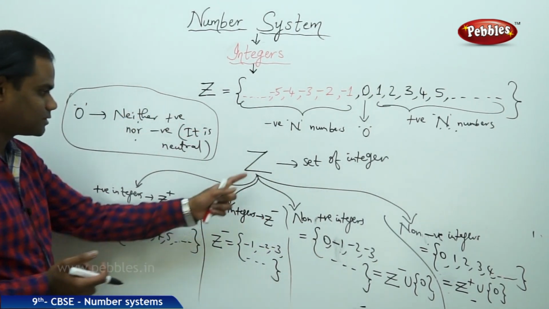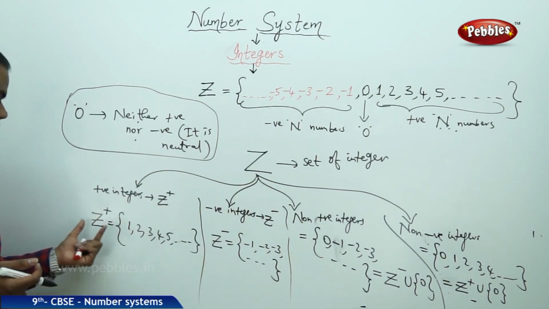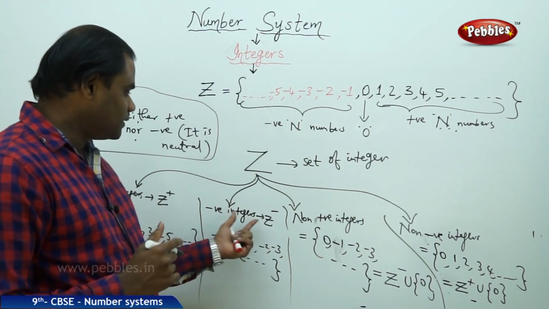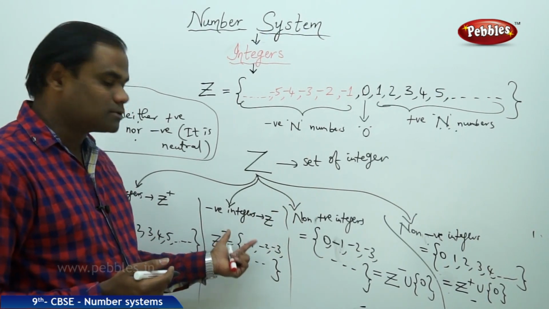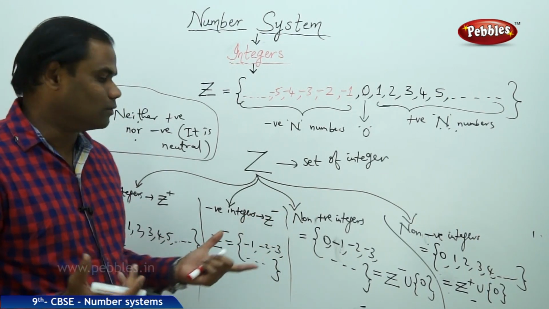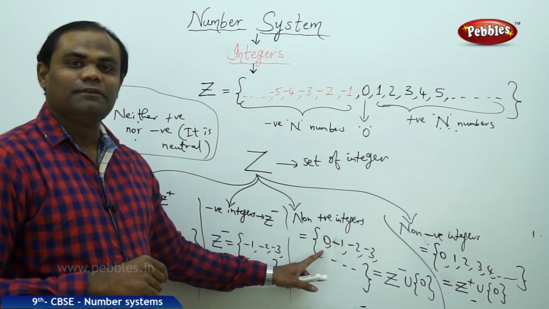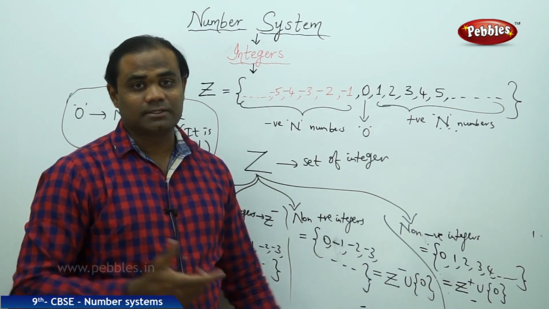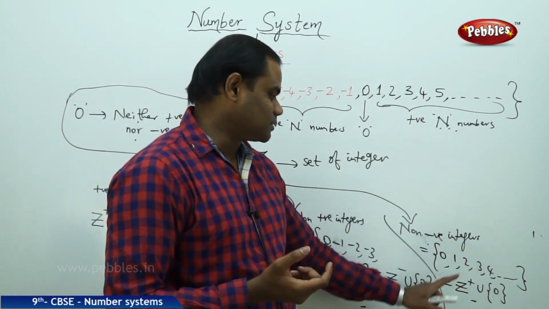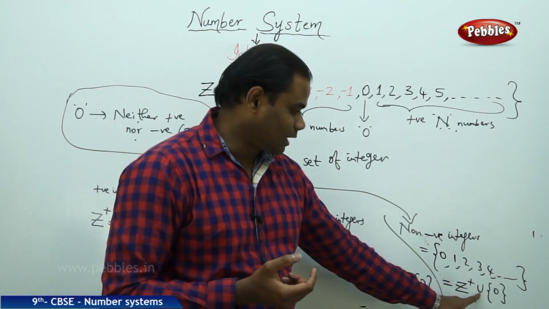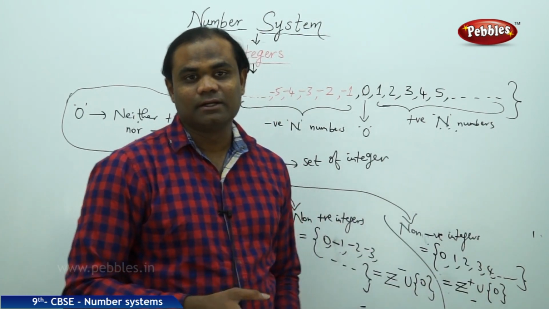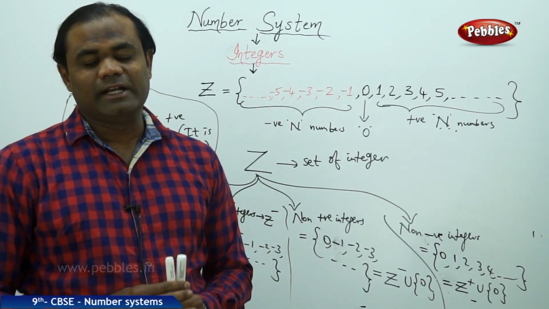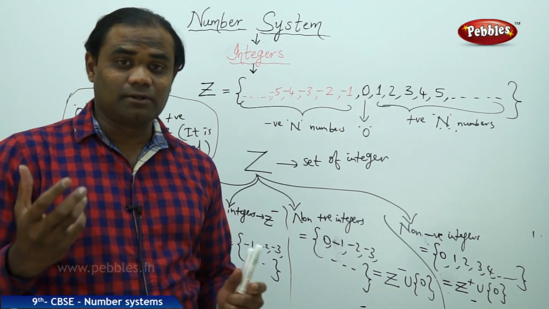Therefore, I have 4 classifications for Z: positive integers denoted by Z plus, which has 1, 2, 3, 4, 5 till infinity, and the negative integers denoted by Z minus, which includes -1, -2, -3, and so on and so forth. And non-positive integers, which is all the negative integers including 0, denoted by Z minus union 0, and similarly the non-negative integers, which includes all the positive integers and the 0. This is how we understand the different classifications of the set of integers Z. Now let's see some example problems to understand the concept better.